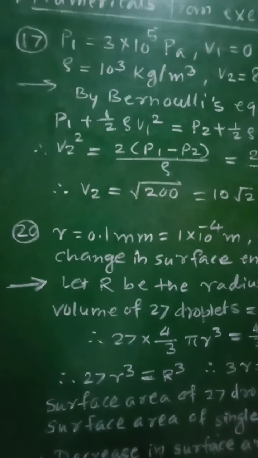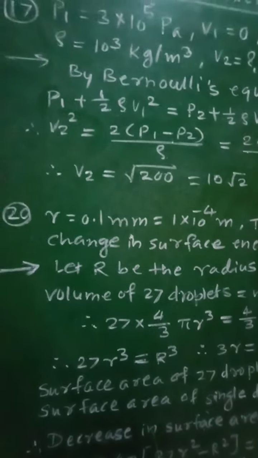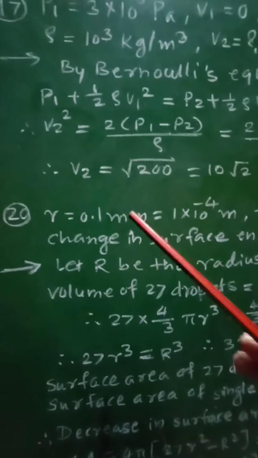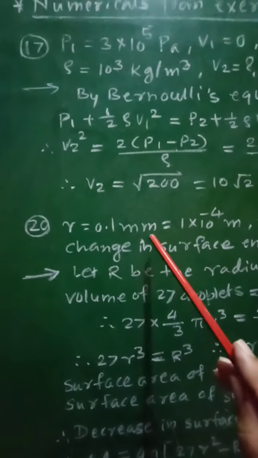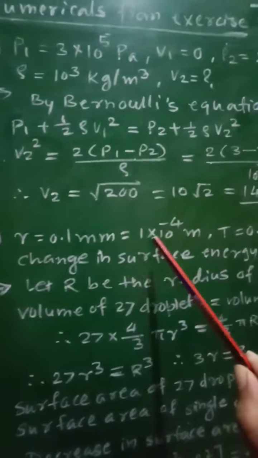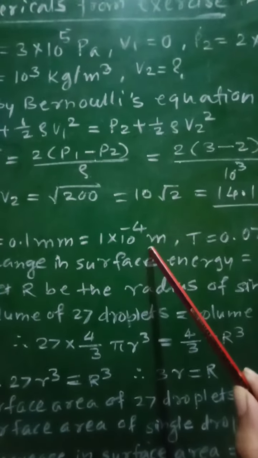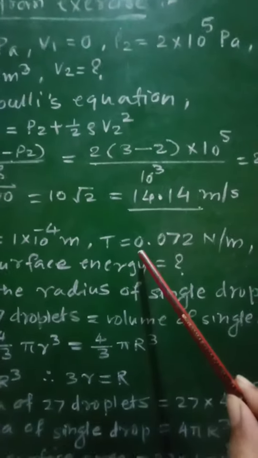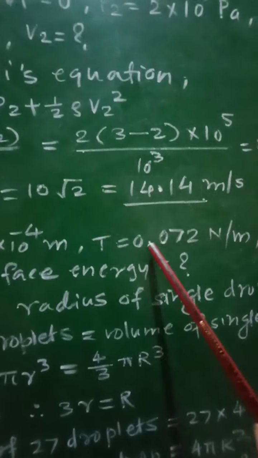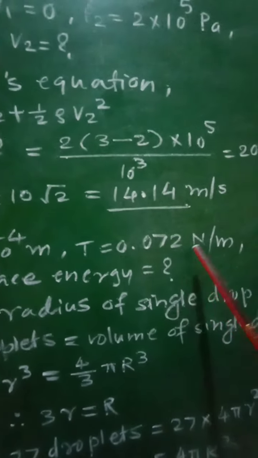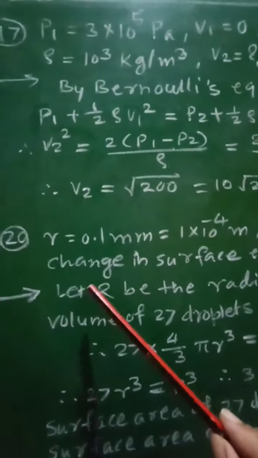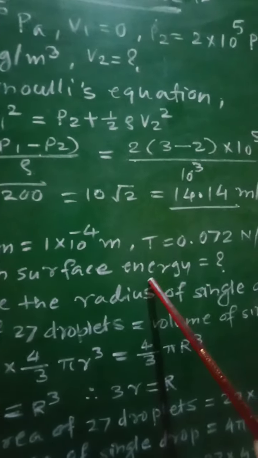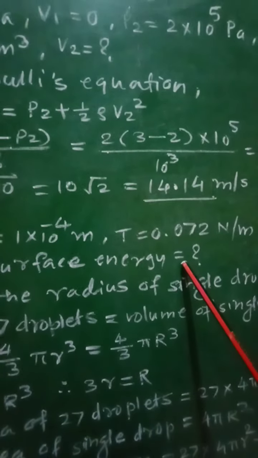0.072 Newton per meter, and therefore here radius is given 0.1 mm, that is equal to 1 into 10 raised to minus 4 meter. Then surface tension T is equal to 0.072 Newton per meter, and the change in surface energy we have to find out.